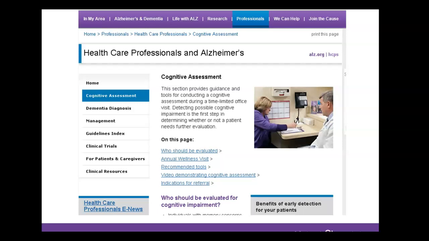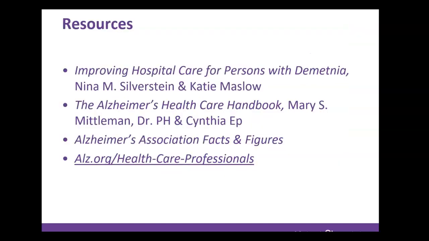And we also have plenty of resources out there, and a lot of them can be found at alzheimers.org to help family members as well as persons affected understand their dementia diagnosis, how to manage it, and toolboxes to help support patients and families. Here are some additional resources that you might want to look up if you want to learn more information. Improving hospital care for persons with dementia, as well as the Alzheimer's Healthcare Handbook, and the Alzheimer's Association Facts and Figures.